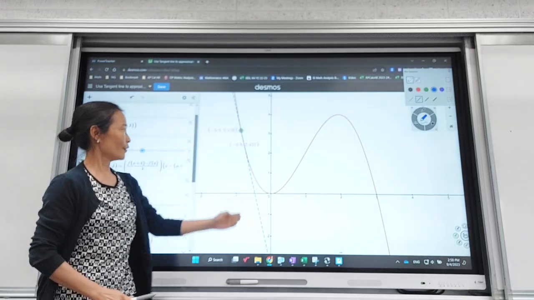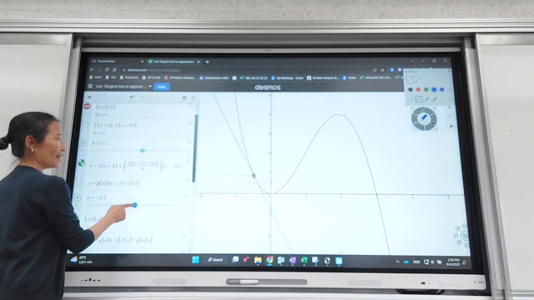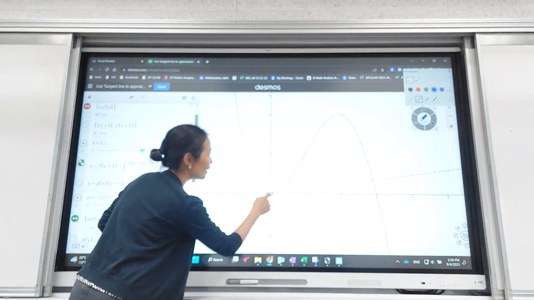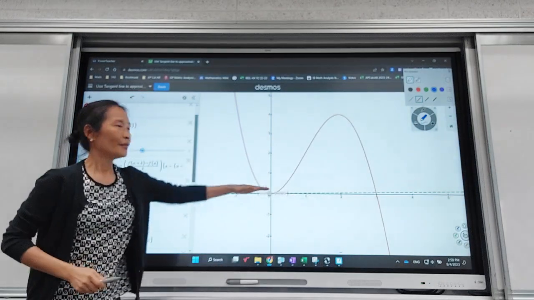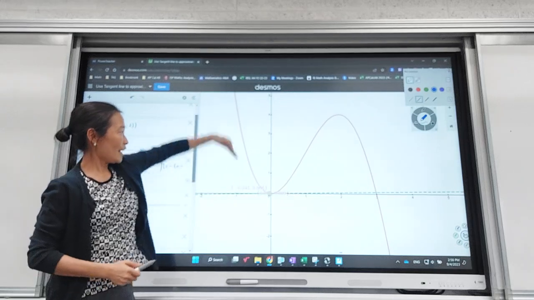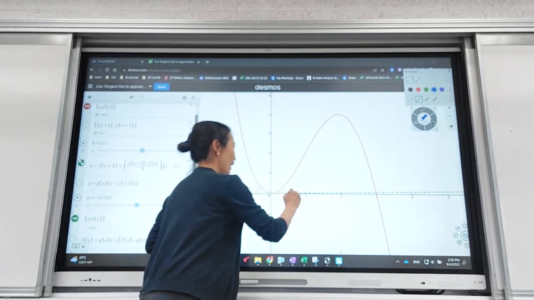Is the slope positive or negative? Negative. Negative right here, right? It's pretty steep. And then when I move to the right, you see the slope gradually flatten out. What happened when I reach this point, right here? What is the slope? 0. So negative slope, and this slope is 0, right?